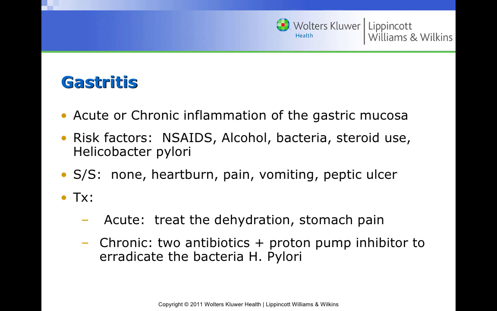Gastritis can have no signs and symptoms, to severe heartburn, pain, and vomiting. Treatment is usually palliative. We treat the dehydration and the pain. We give antibiotics and a proton pump inhibitor if H. pylori is the culprit, but generally these are self-limiting diseases.